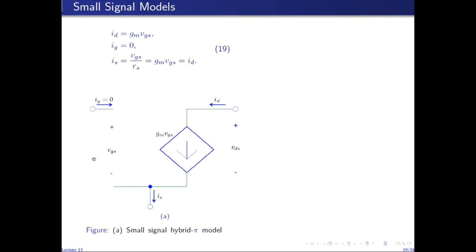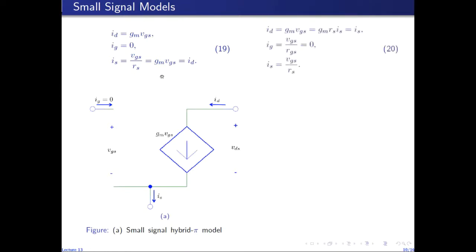In this model, this open circuit between gate and source tells us that the resistance seen looking into the gate between gate and source is infinity, which is why the small signal gate current is 0. And the drain current, which is equal to GM VGS, is also equal to IS. And here I've also shown the voltage between drain and source. So this model is the output of these relations.